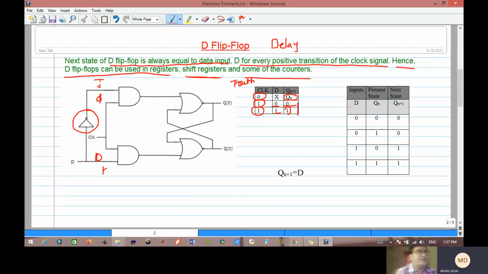Now the characteristic table has the input and the present state. With two variables there are four possibilities: 00, 01, 10, and 11. When the input is 0 the output is 0, and when the input is 1 the output is 1. So by considering these two 1s, it is the same as the D value. So Qn+1, the characteristic equation of the next state, is nothing but D. So this is the delay flip-flop or D flip-flop.